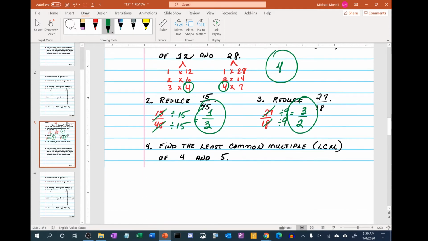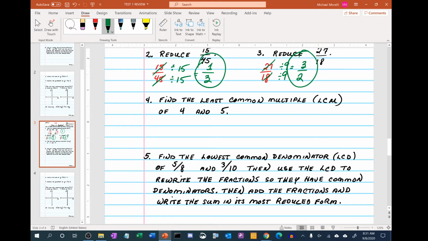Moving right along. Find the least common multiple, or LCM, of 4 and 5. So we're just going to write out 4 here and 5 here, and I'm going to start writing out multiples of 4. 4 times 1 is 4. 4 times 2 is 8. 4 times 3 is 12. 4 times 4 is 16. 4 times 5 is 20. 4 times 6 is 24.